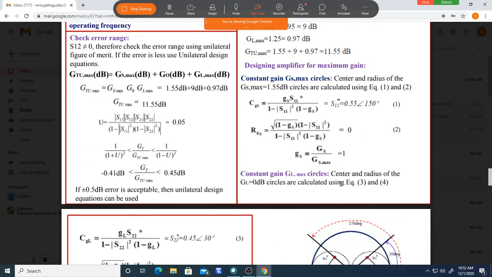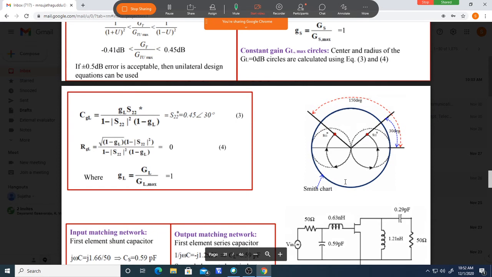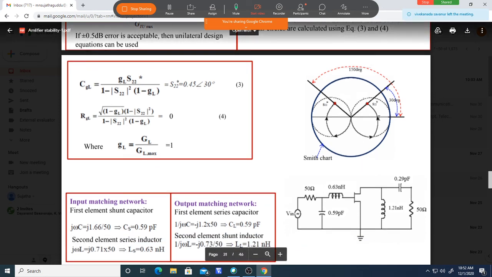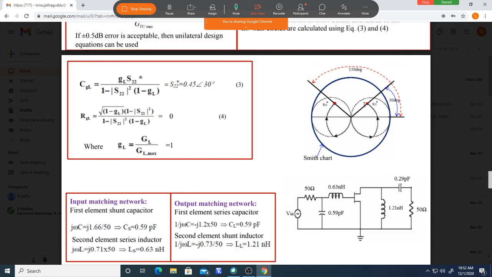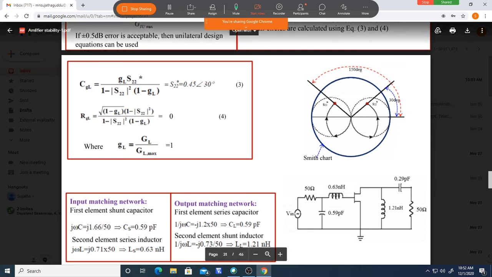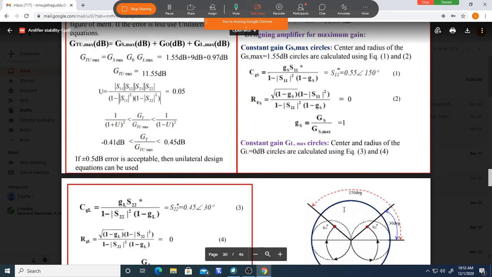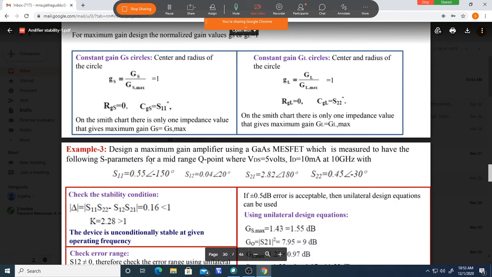So here there is no need to draw the circles. They are points like this. So you can easily obtain the impedance matching network. Starting from the center, you should reach this point, moving on a constant resistance circle and a conductance circle. These are the matching network. So the problem simplifies for maximum gain design.